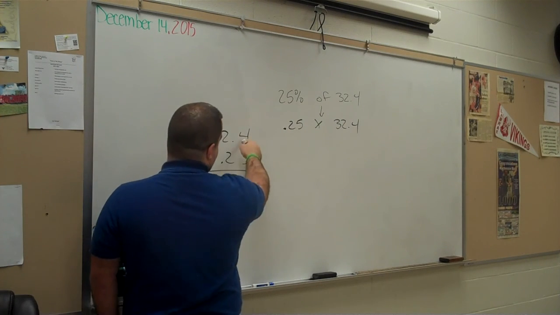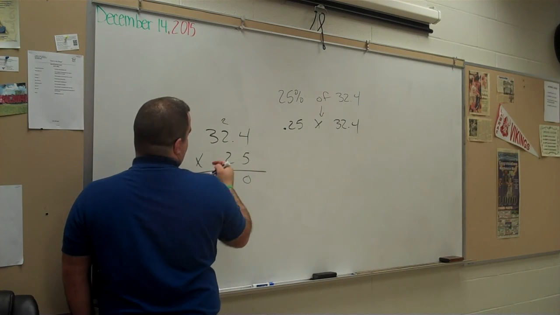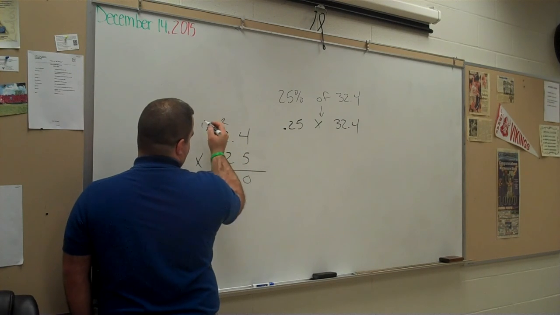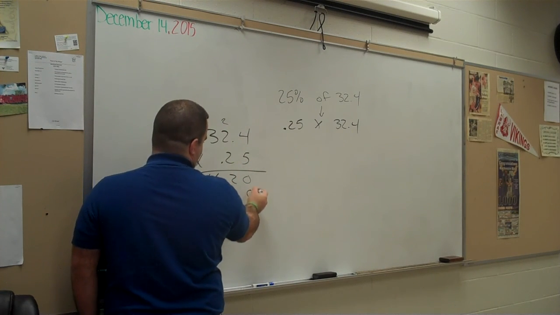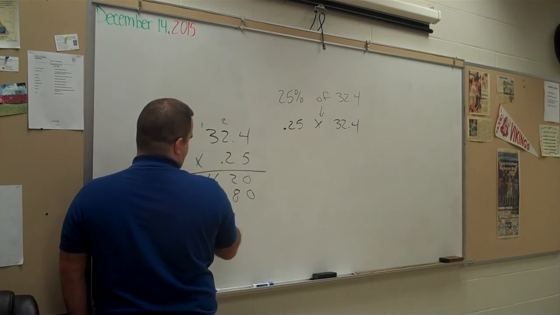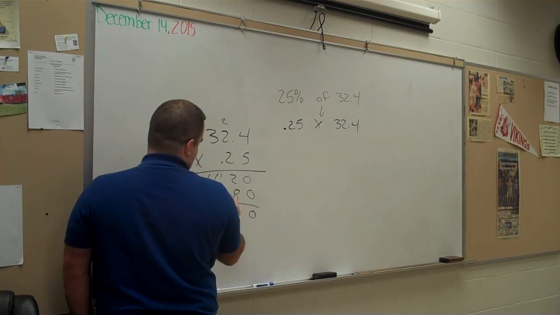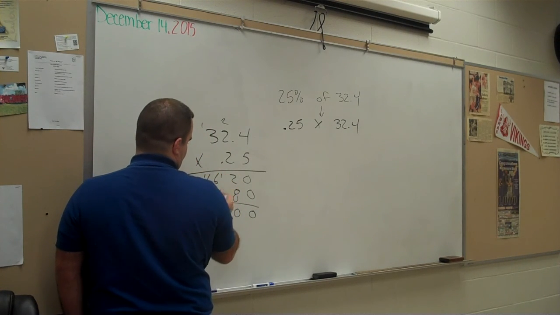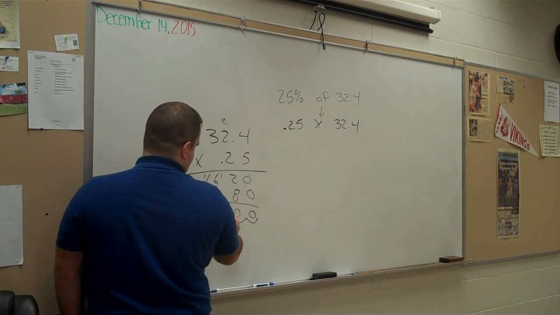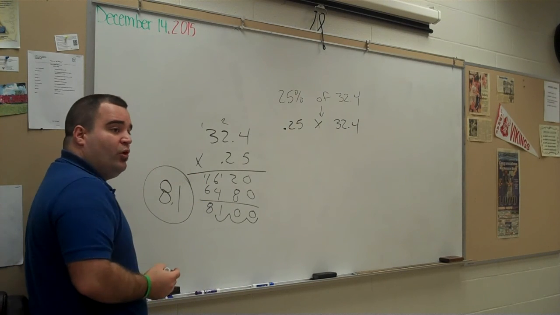Let's do some math. 5 times 4 is 20. 5 times 2 is 10 plus 2 is 12. Carry the 1. 5 times 3 is 15, 16. Placeholder. I got 81. I messed up, I got 8.1. And then it becomes 8.1, 3 decimal places: 1, 2, 3. It's 8.1.